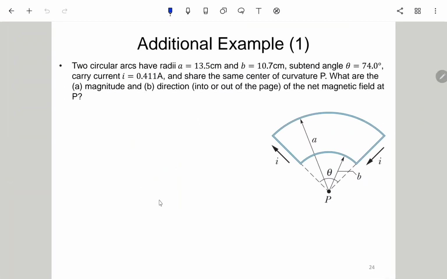Okay, so here we have an additional example to conclude this chapter. It says two circular arcs have radii A and B. This is one circular arc, this is another one, and they subtend angle theta of 74 degrees, carry current I, and share the same center of curvature P. So they are concentric circular arcs.